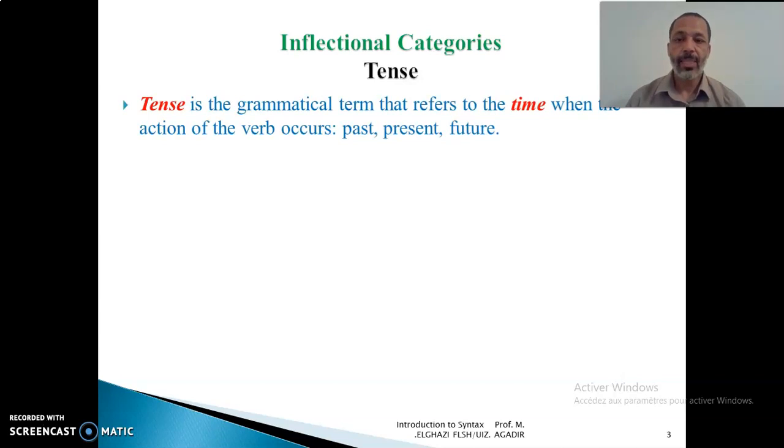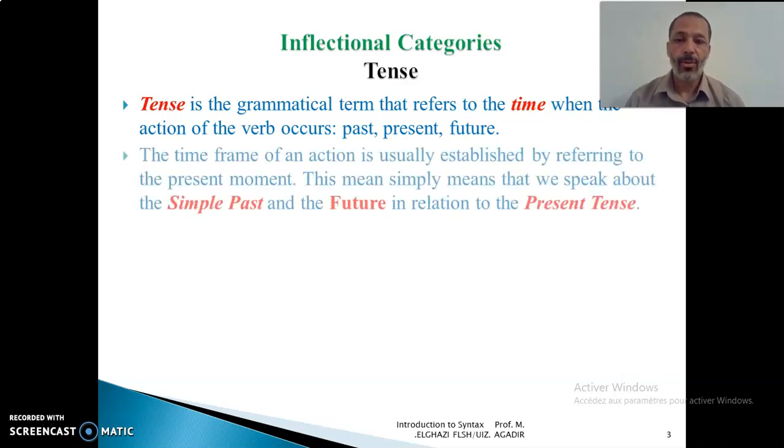So tense is the grammatical term that refers to the time when the action of the verb occurs. So we can speak about past, present, or future tense. Now the question is, what's the difference between tense and time? Very simply, tense is a grammatical term. Time refers to what exists in nature. When you say past, present, future, it's a term which refers to time in its natural flow.